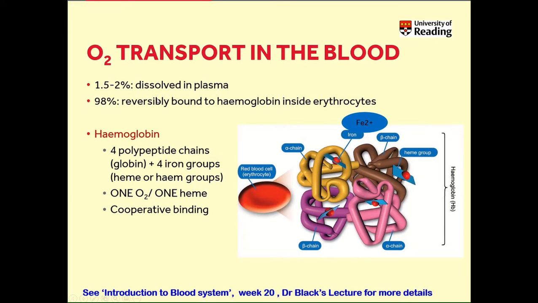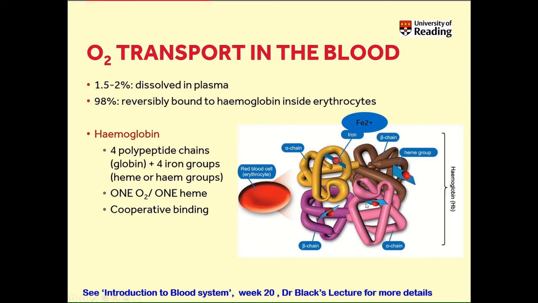How is oxygen transported in the blood and within our bodies? Well, between 1.5 to 2% is dissolved in plasma. The rest is reversibly bound to hemoglobin inside the red blood cells, erythrocytes. Hemoglobin is a quaternary structured protein composed of 4 subunits arranged in a ring-like fashion, as shown in this cartoon here. In this case, hemoglobin is composed of 2 alpha chains and 2 beta chains, with an iron atom covalently bound to the heme in the center of each subunit.